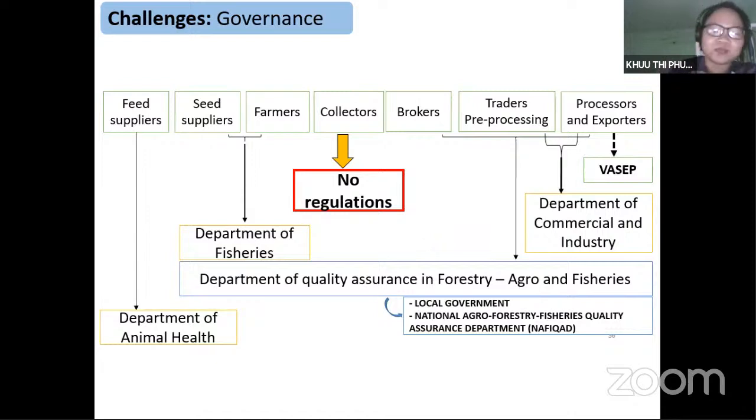The first problem is that because they are small scale, they want to sell their product as conveniently as possible. That's why they prefer to sell their product to collectors. But now in Vietnam, from the regulation and policy makers' perspective, we have regulation to manage farmers officially.